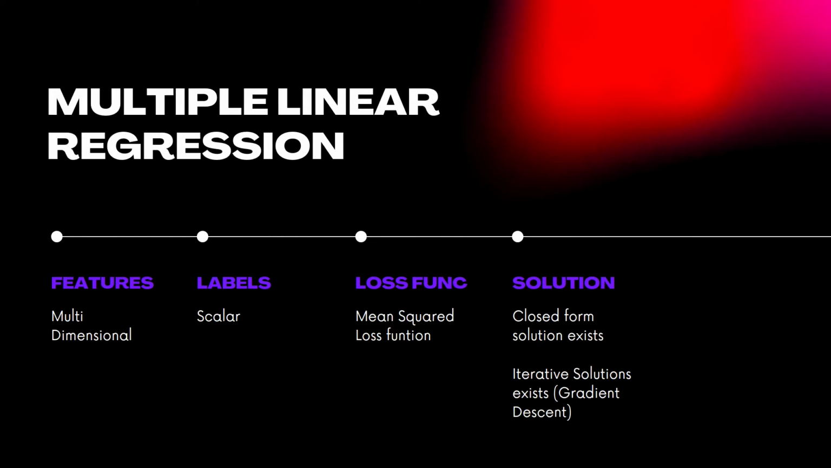The features of multiple linear regression are multidimensional because there is more than one parameter, and the label is just a single scalar. Our price is our label. Our aim is to predict the price, and it's just a single number. The loss function we are going to use is the mean squared loss function, as we saw in the first video. And when talking about the solution, a closed form solution exists and an iterative solution also exists in gradient descent. In this video we will be focusing only on the closed form solution.